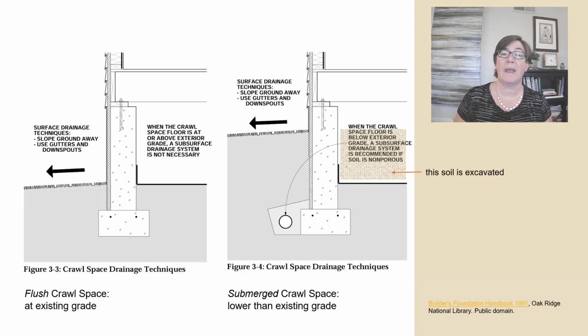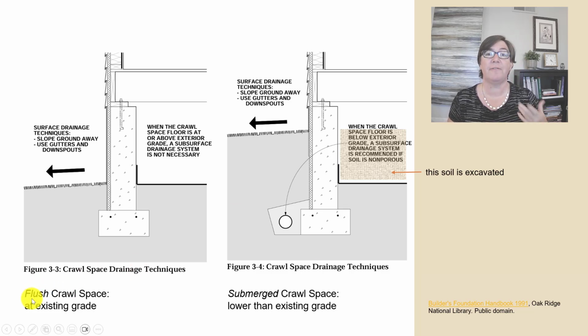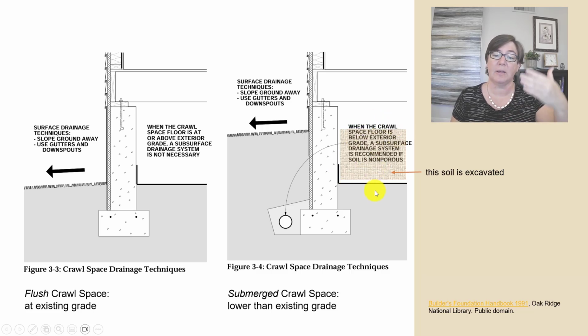Here's 2 different ways to build a crawl space. And on the left, we have a flush crawl space. What that means is that the inside here under your home is at the same level as the outside or the existing grade. All right, flush crawl space. The second one is called a submerged crawl space. And in this case, we've excavated some of the soil. All right, and so the crawl space area is actually lower than the existing grade.